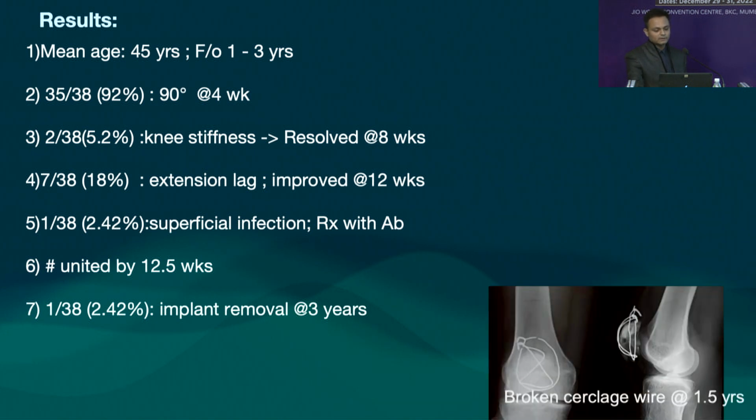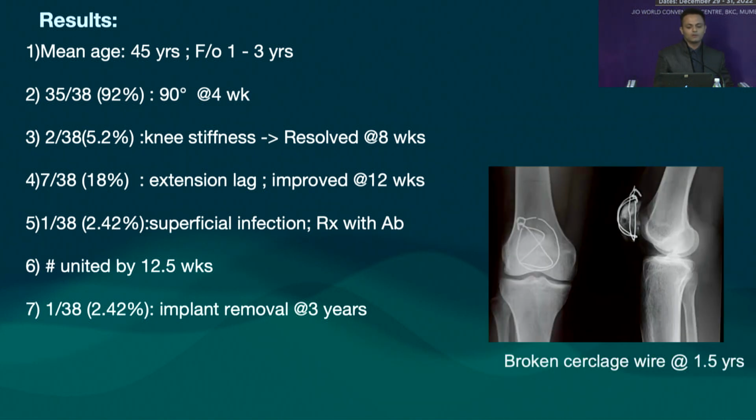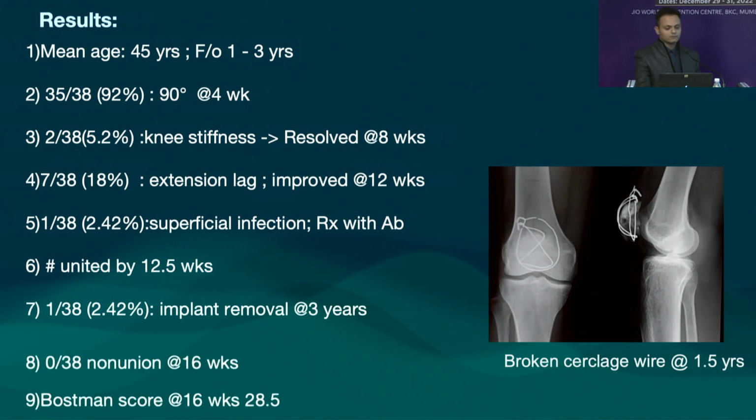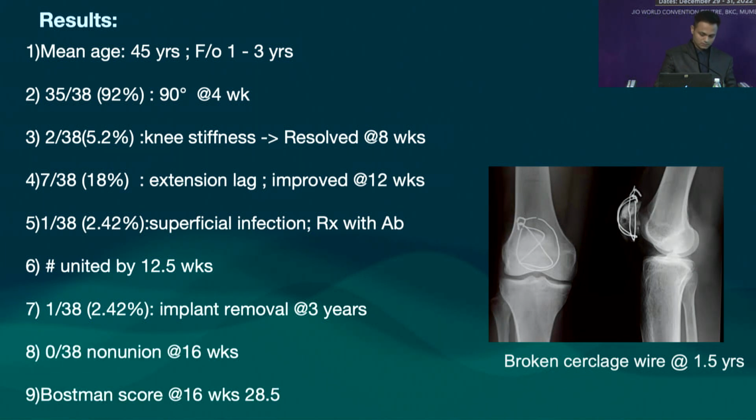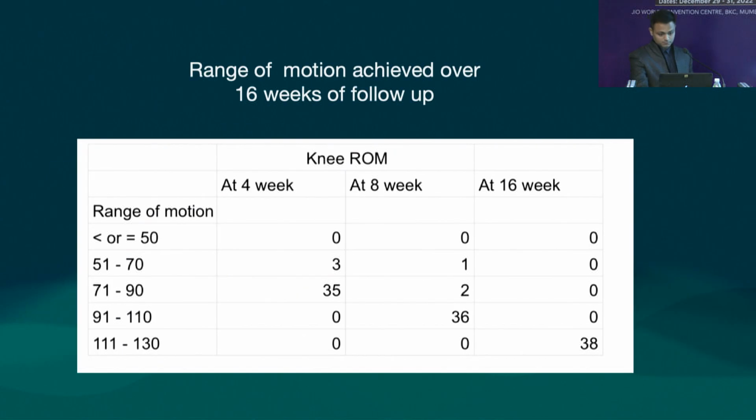There was one case of implant removal at the end of 3 years. We found that at the superolateral corner there was a break in the construct. The patient also complained of pain, so we had to remove the hardware. That was the one case, which comes out to be around 2.42%. There was no incidence of union problems, so 0 non-union. And the Böstman functional score comes out to be 28.5, which is excellent.